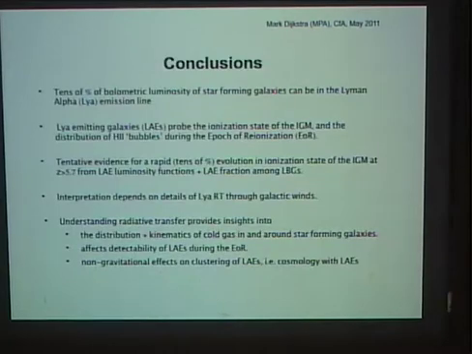So, I'm just going to put up my conclusions. What I've told you is that tens of percent of the bolometric luminosity of star-forming galaxies can be in the form of Lyman alpha line emission. For that reason, I think it's important to think about the detectability of these galaxies. So this may give us the only way, or a very good way, of finding and confirming the existence of galaxies at this epoch directly. Lyman alpha emitting galaxies probe the ionization state of the intergalactic medium, I think especially through the evolution in the number density, as I was showing you before.